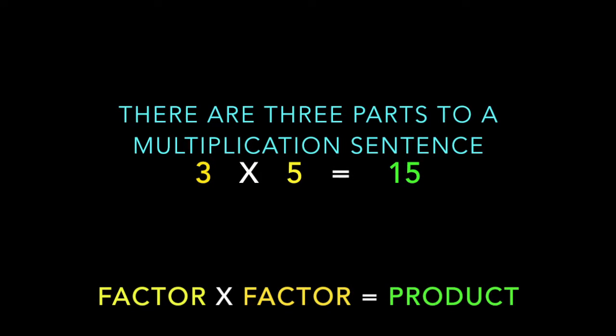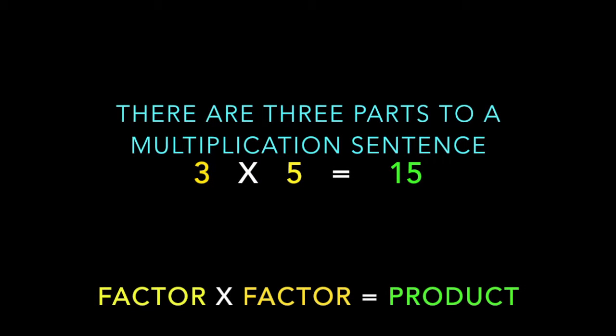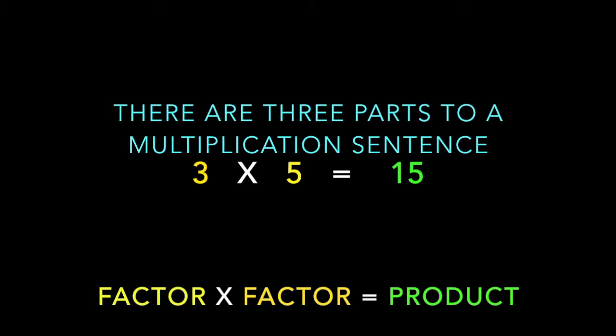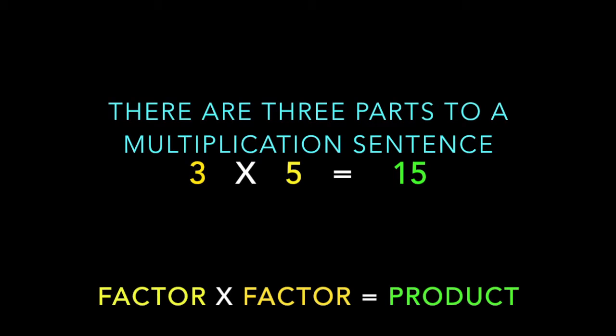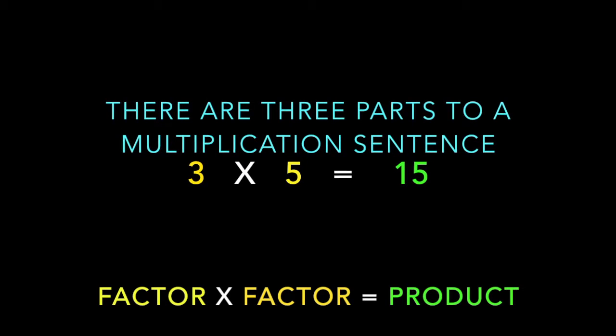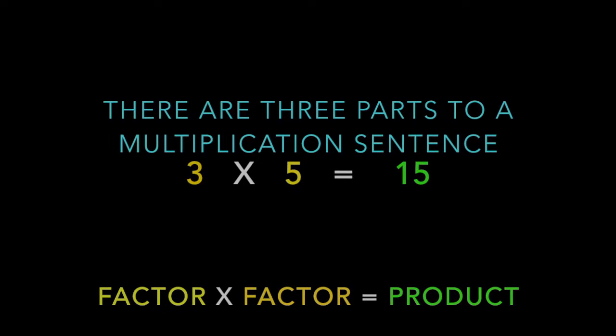There are three parts to a multiplication sentence. For example, 3 times 5 equals 15. The first number you see is called the factor. The second number is also a factor, and your answer is known as the product.